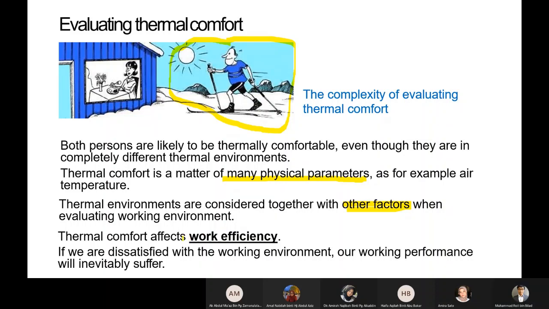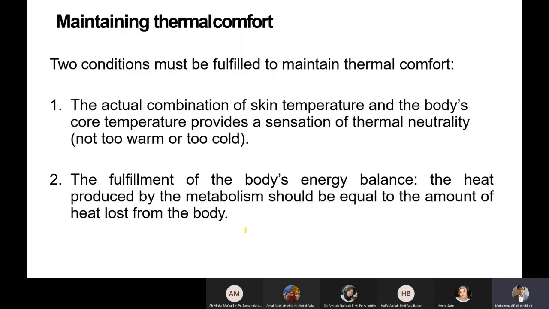And it is highly affecting work efficiency. So you notice that government buildings, office buildings, they always have air conditioning. It affects the mood, it affects the work rate, it affects how you work. So that becomes very important. So how to maintain this thermal comfort?